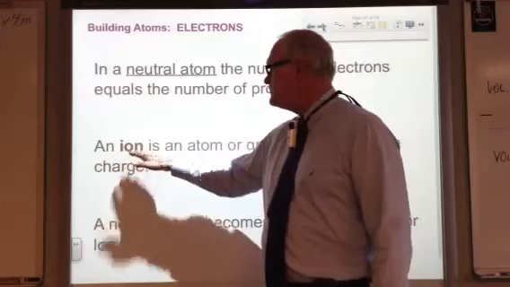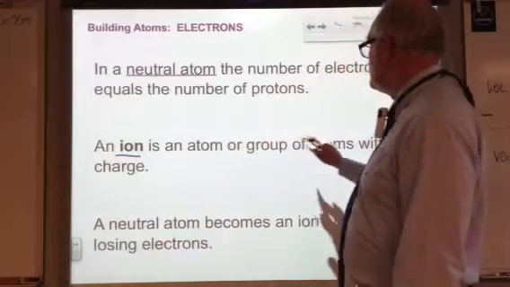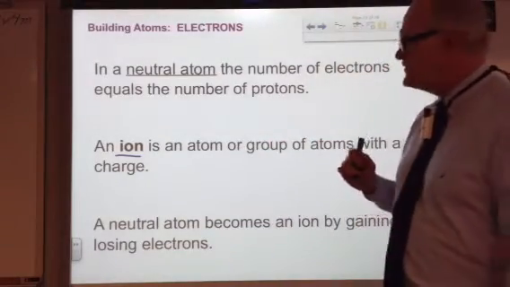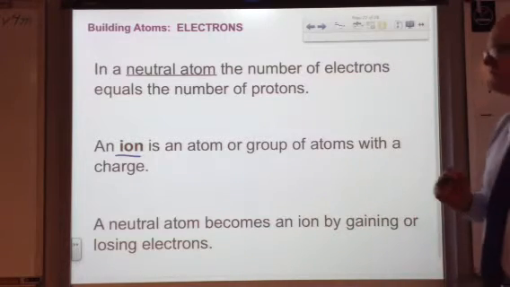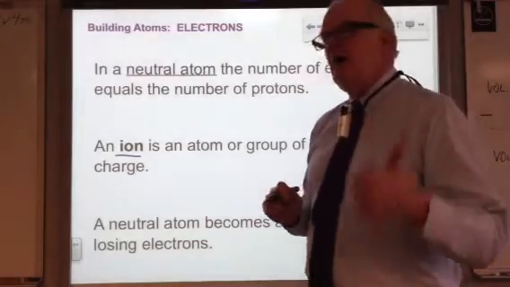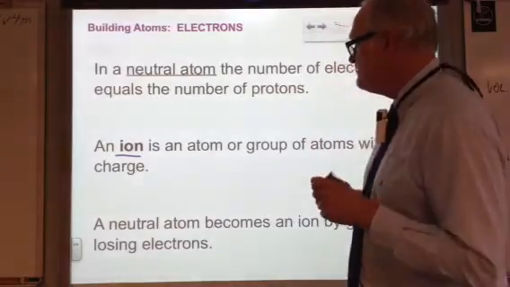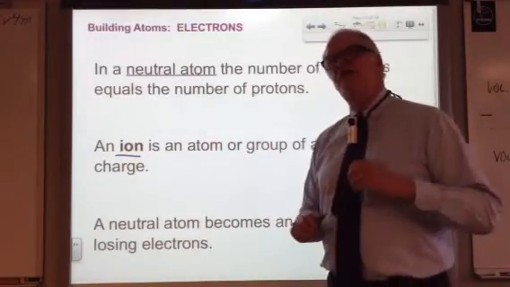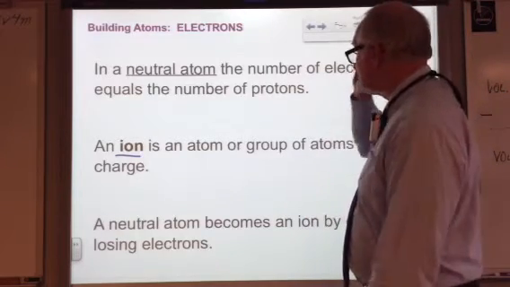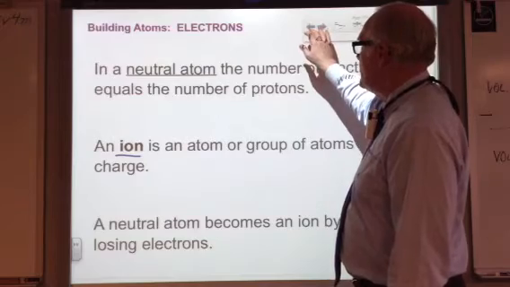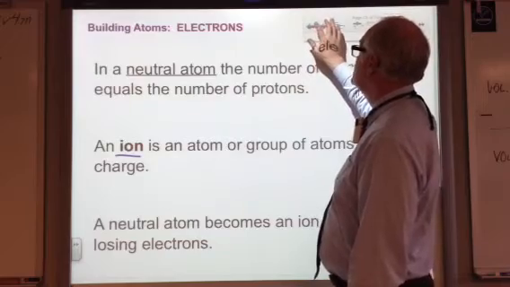So an ion, here's that word right here, ion, is an atom or a group of atoms with a charge. And how does it get a charge? It gets a charge by either gaining or losing electrons. Okay? So the atomic number is the number of protons. In a neutral atom, that's the same as the number of electrons, but in an ion, the number of electrons does not equal the number of protons. So we can figure out something about the number of electrons if we think about the charge of an ion, and we'll do that at some point.